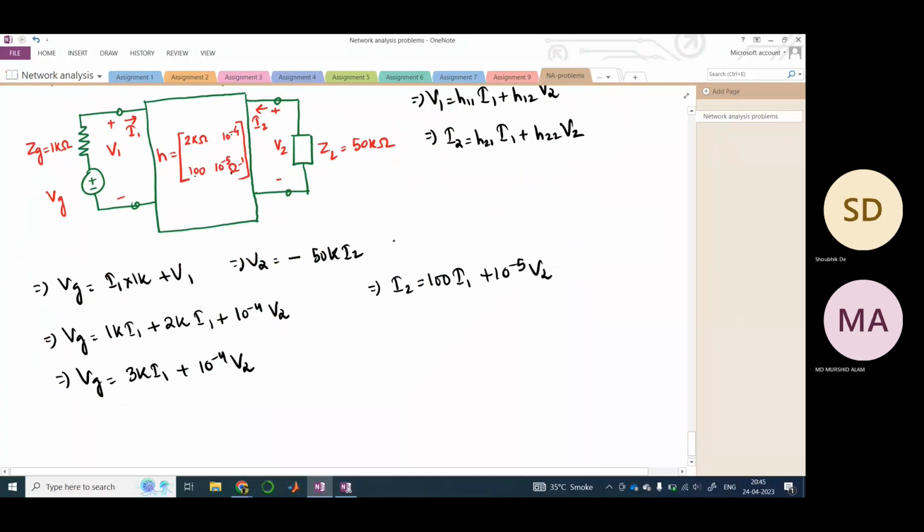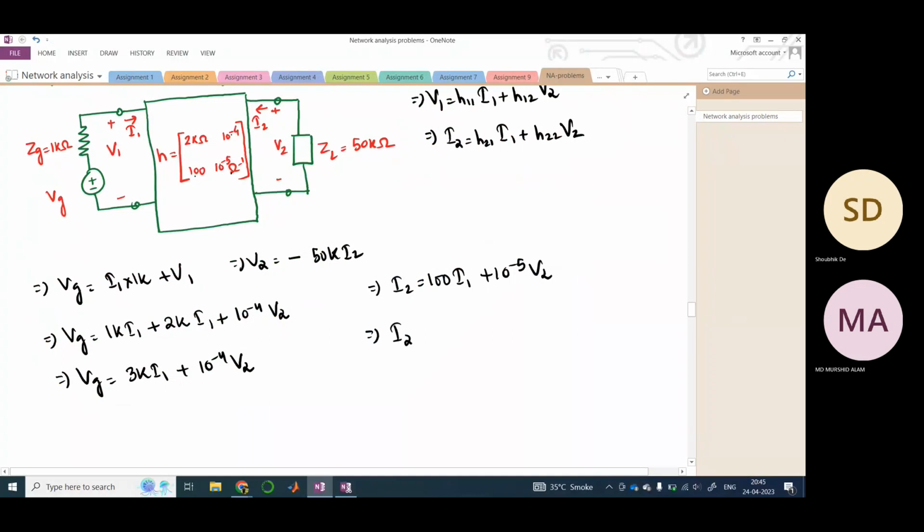But we also know how I2 and V2 are related. So I2 from this would be how much? It would be V2, or yeah. So let us not write it like this. So let us do it in this way. So let us substitute the value of V2 from this to this.